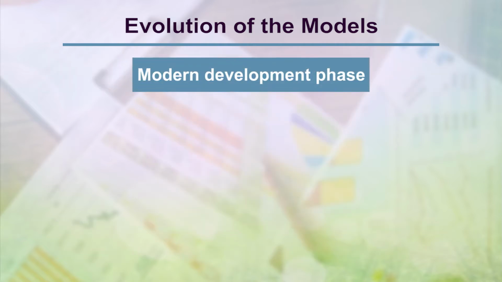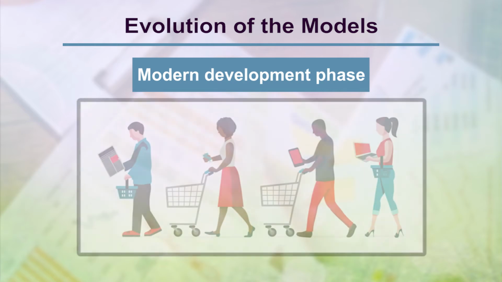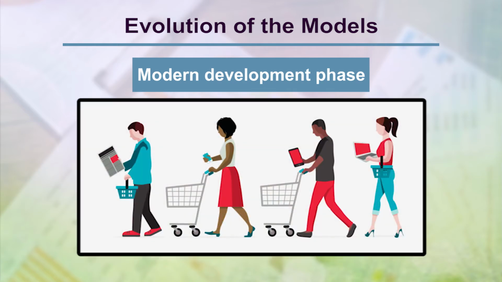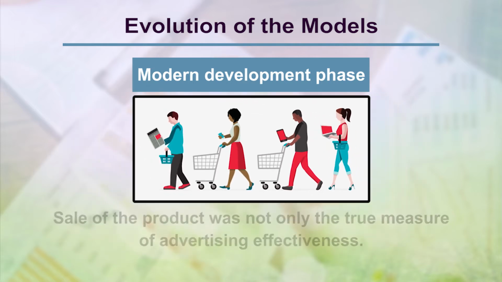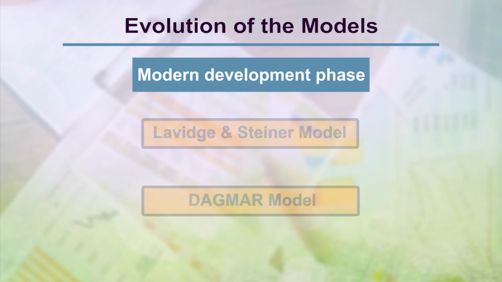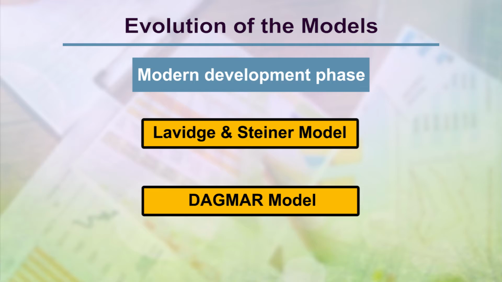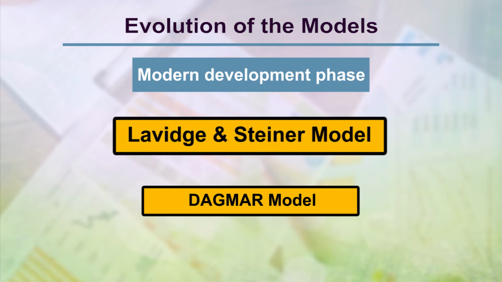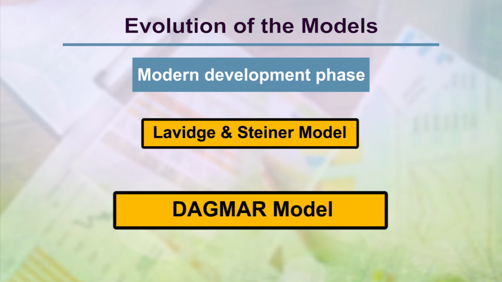Next, I am coming to the modern development phase. The period from 1961 to mid 1970s is known as the modern development phase. Here too, it is assumed that the consumer goes through the various stages from unawareness to purchase of the product. But it is argued that sale of the product was not the only true measure of advertising effectiveness. The two important models developed in this phase were the Lavidge and Steiner model and the Dagmar model.